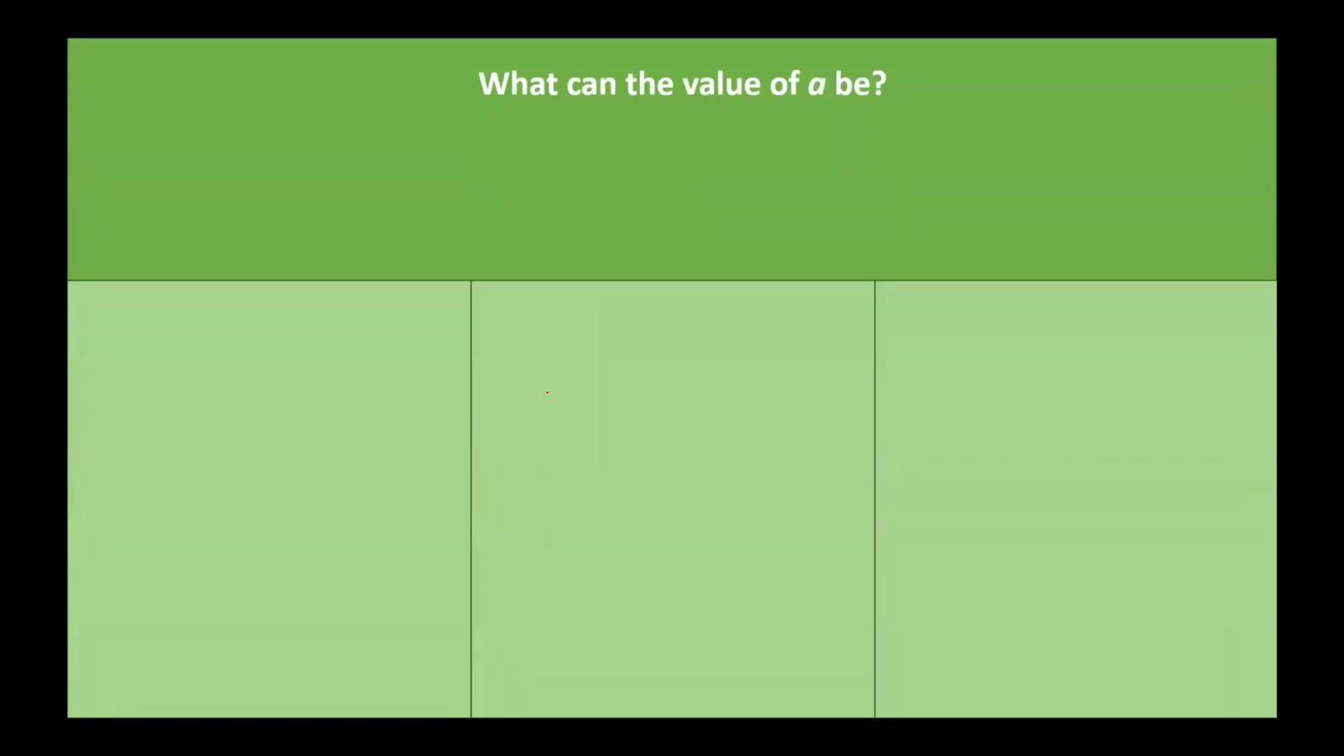Okay, now what can these values of a be? So it says a is greater than 1 and a is less than 5, right? You can always rewrite this if you want to. So a is greater than 1 and a is less than 5. Now what value of a could I have that's greater than 1 but less than 5? Well, how about 2, 3, and 4, right? I could have these values. So those are my examples here.